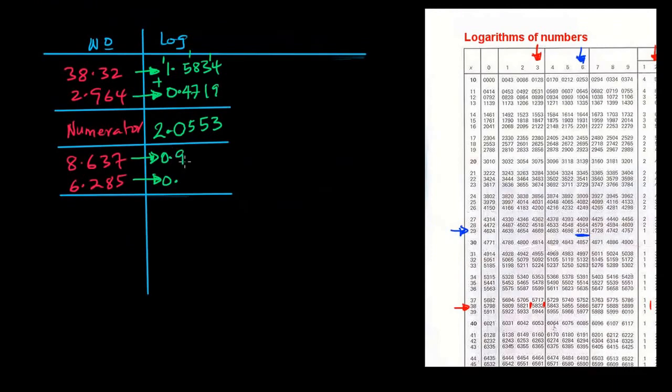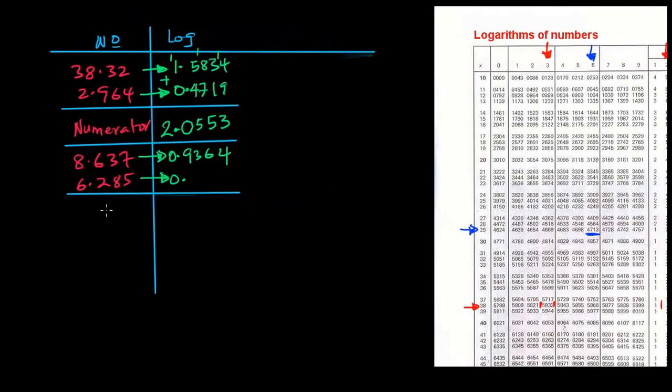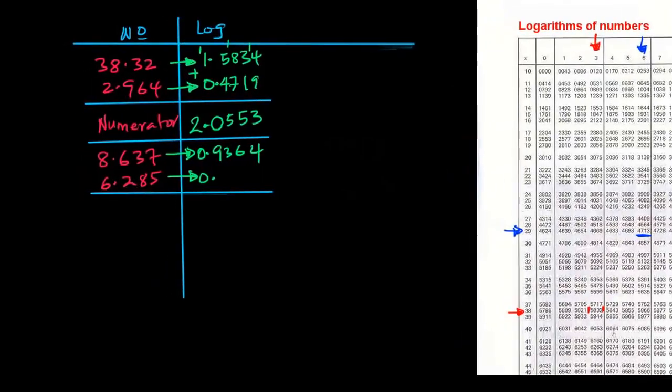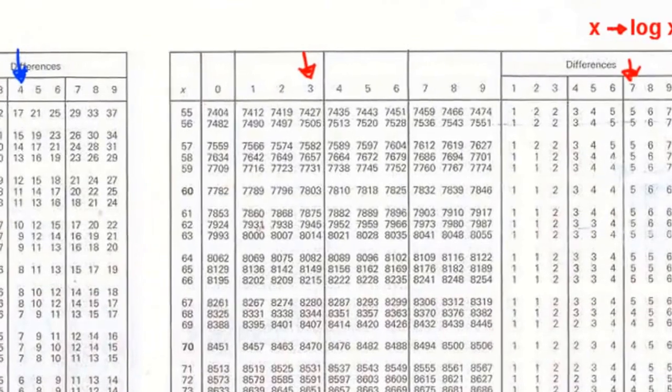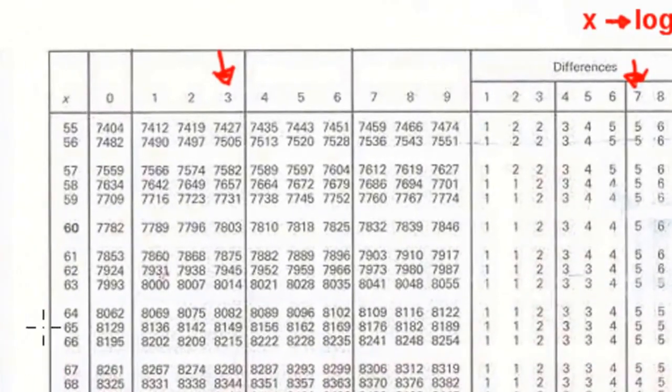9364. I'll just write 9364. The next one is the logarithm of 62 under 8. Difference of 5. 62 under 8. This is 62 under 8.